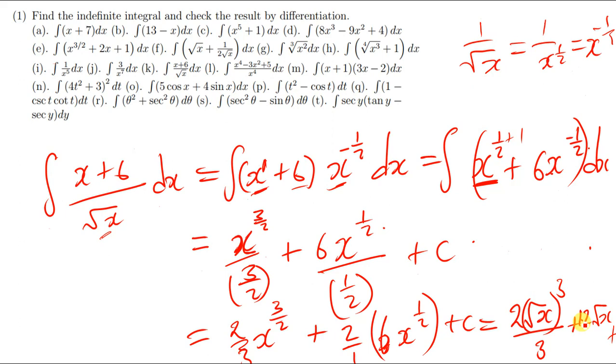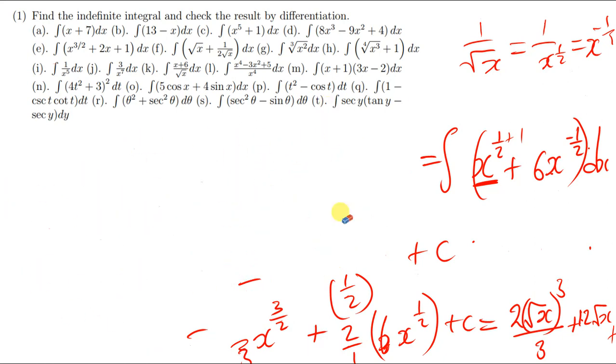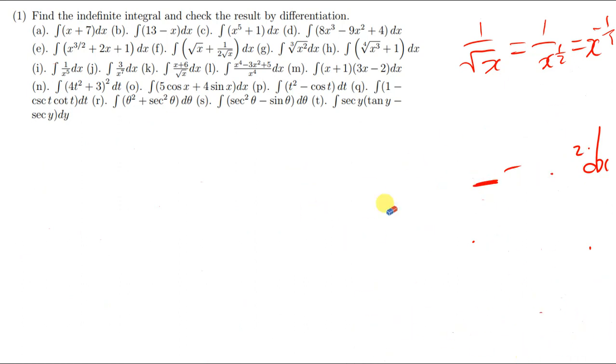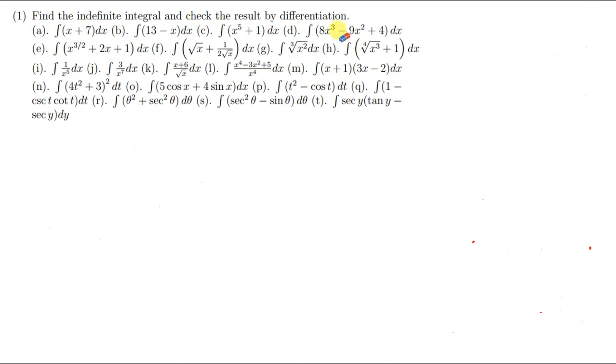Alright, so this is how you do the integrations. Very simple. Some questions here I will not be solving. Let me just tell you what to do, and those that need me to solve, I'll solve them. So we have this one, you can solve it because we know the root of x is just the same as x to the power half. This one, you can change it. You can write it as 1 over 2 times x to the power negative half. Then you integrate.